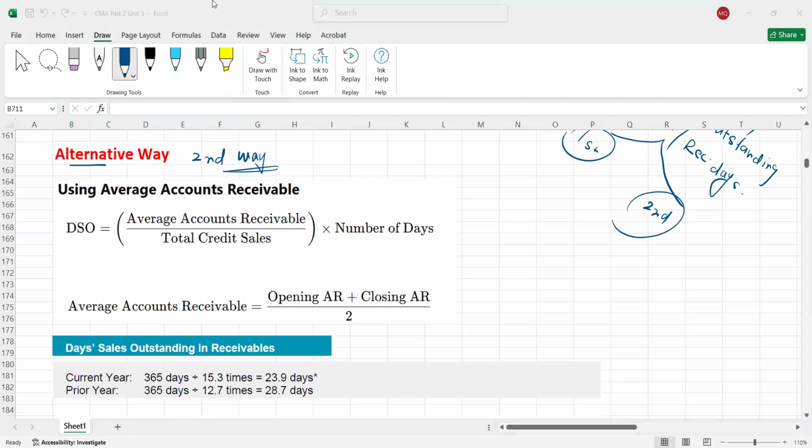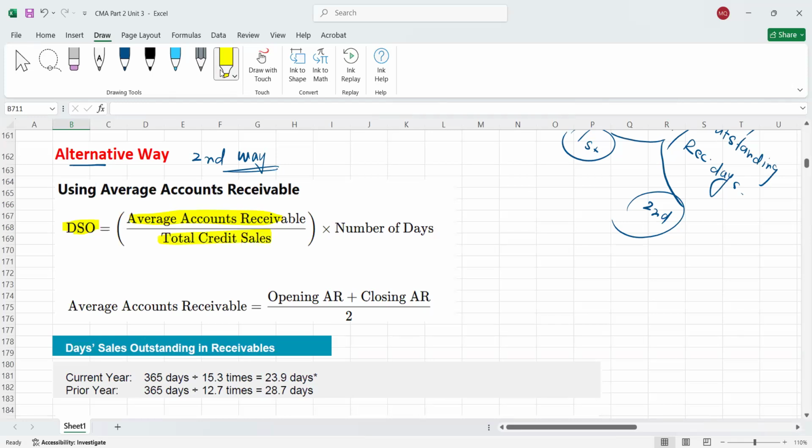The accounts receivable collection period. The second way is what? This is the formula now. Days sales outstanding is the alternative name of the collection period, as I told you. In the second way you will take average account receivables as a numerator. Average, I told you, is opening receivables plus closing receivables divided by 2, or last year receivables plus current year receivables divided by 2. And you will always divide by the total credit sales.